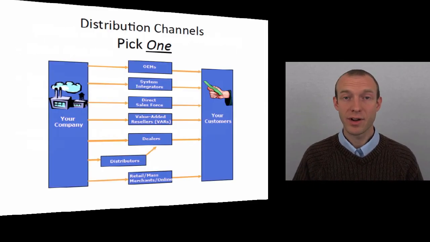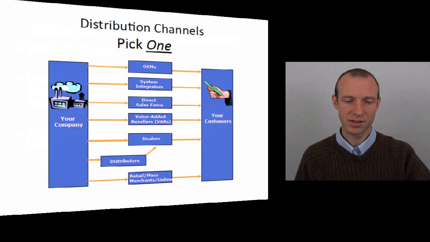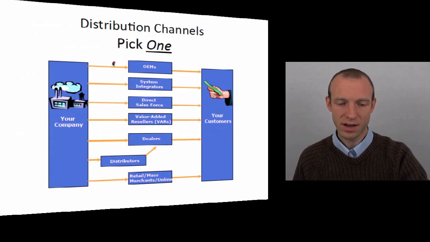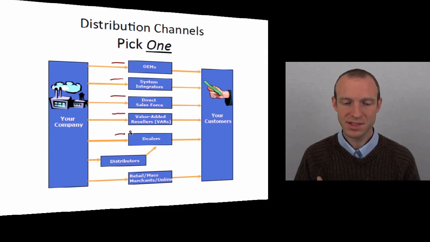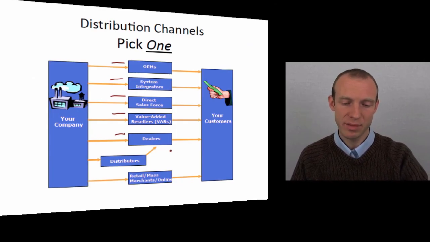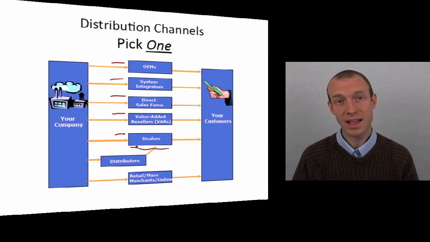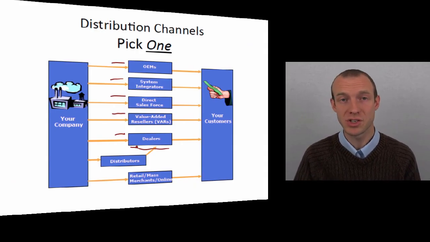And so if you have a hardware product, your particular distribution channels might be OEMs or system integrators. You might have to form a direct sales force or go through value-added resellers or through dealers. And so I want to see evidence that you've thought through this aspect of your business model and actually gone out and talked to some of these people to see if they would be willing to carry your product or what it would take for them to become a distribution channel for you.